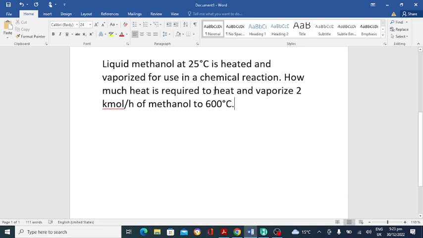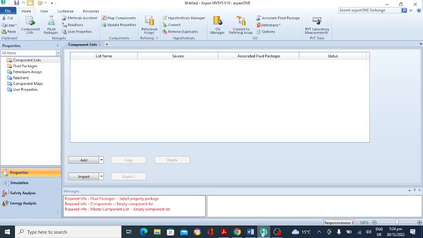How much heat is required to heat and vaporize 2 kilomole per hour of methanol to 600 degrees centigrade? So in order to heat the methanol from 25 degrees centigrade to 600 degrees centigrade, how much heat will be required? So this is a liquid methanol at 25 degrees centigrade. We will use Aspen HYSYS and we will calculate the heater duty in order to heat methanol from 25 degrees to 600 degrees centigrade. So we will go to Aspen HYSYS.